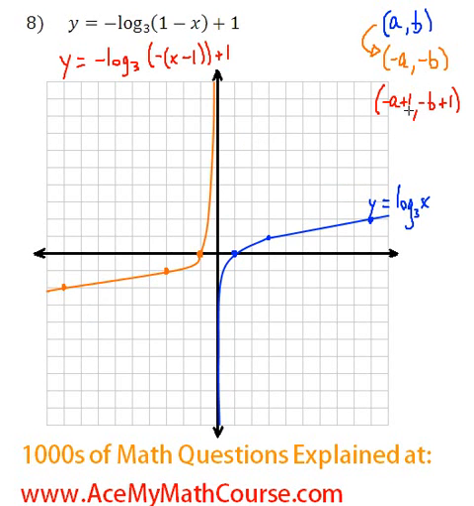Now we're gonna need to move to the right by 1 unit and up by 1 unit for every point. So over 1, up 1, over 1, up 1, over 1, up 1. And note that our new asymptote is going to be right here at x equals 1.